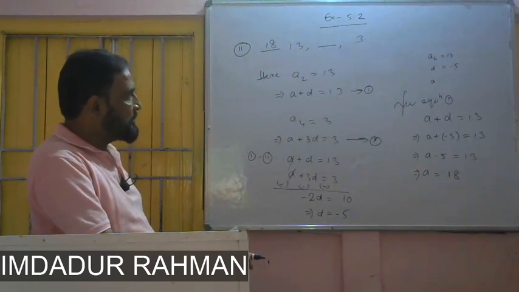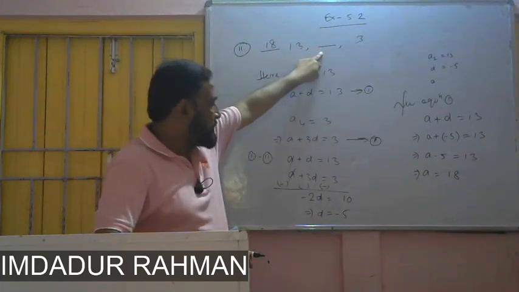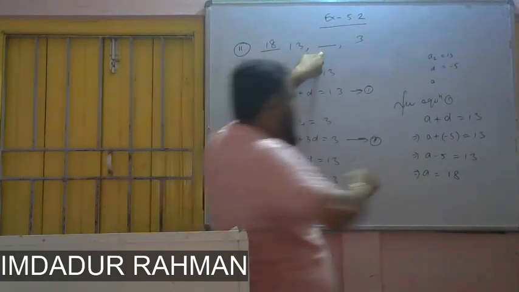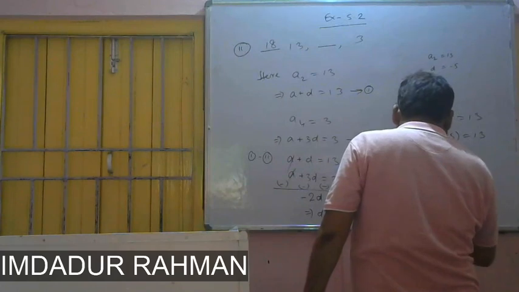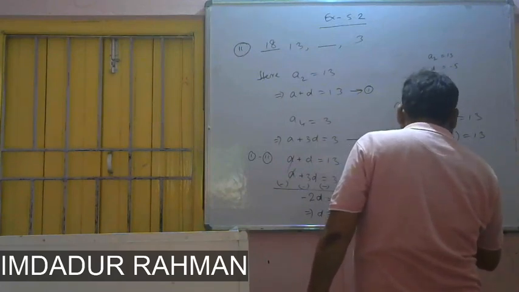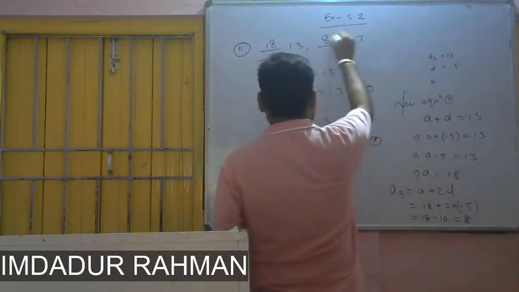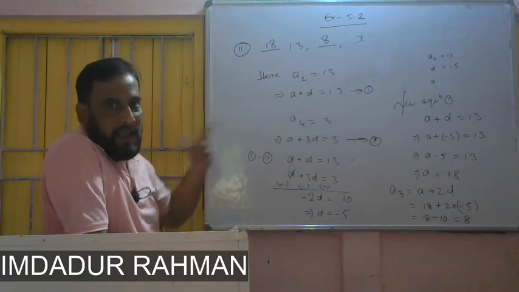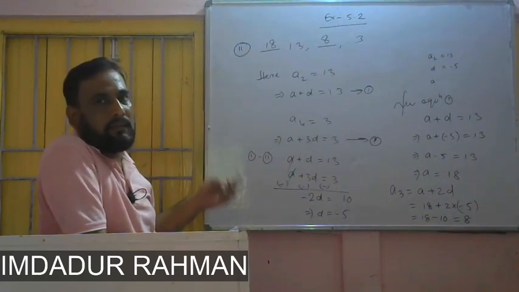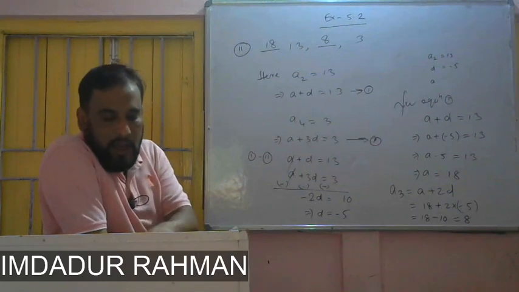So if A is 18, then the common difference is minus 5. So what is the third term? Therefore A3 is equal to A plus twice D. A is 18 plus 2 into minus 5 is equal to 18 minus 10 is equal to 8. So this is 8. Like this, after finding A and D, we can find out any term of the given series. Okay?